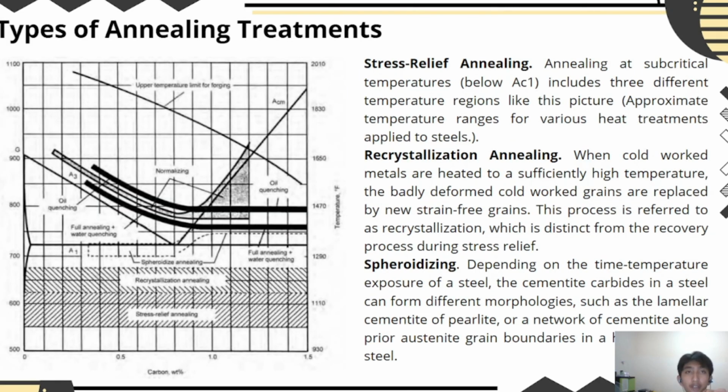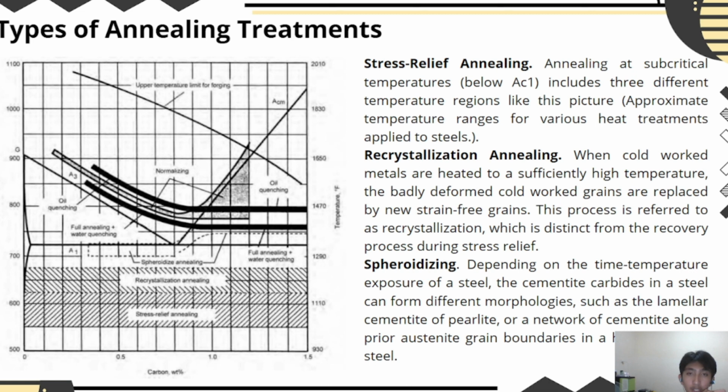Next is types of annealing treatments. Stress relief annealing. Annealing at a temperature below A1 includes the different temperature regions, like this picture. Okay, carbon. Next is recrystallization annealing. When cold worked metal is heated to a sufficiently high temperature, the badly deformed cold worked grains are replaced by strain-free grains. This process is referred to as recrystallization, which is distinct from the recovery process during stress relief.